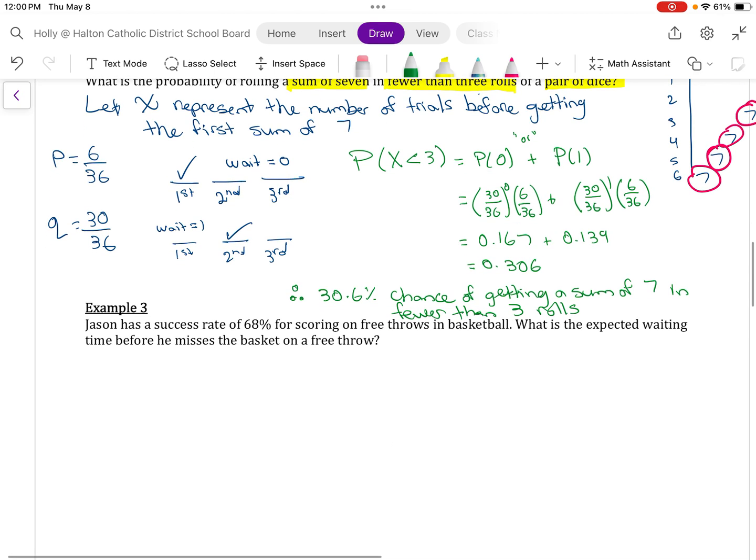And the last one here, we have Jason, who has a success rate of 68% for scoring on free throws in basketball. What is the expected wait time before he misses the basket on the free throw? So this is a bit of backward thinking here. Success rate of 68%. What is the expected wait time before he misses a basket? So I'm trying to figure out, when is he going to miss this basket?